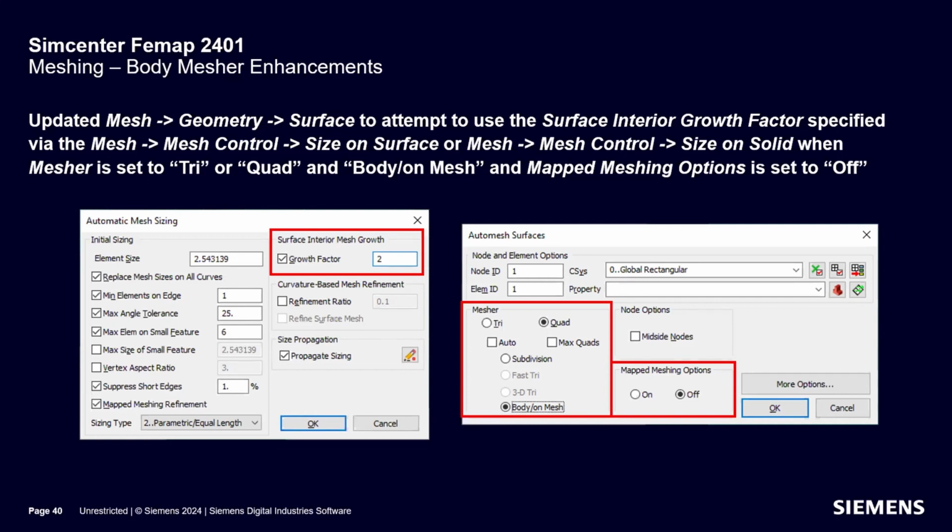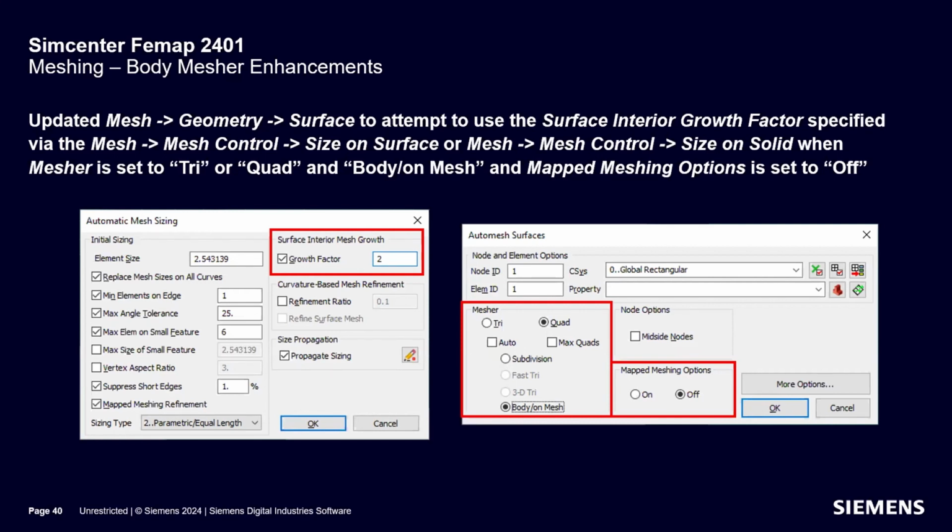So if you're not familiar with those, I would suggest you can always just reach out to Jonathan and he can tell you about them, or you can go look on the internet for things about the body mesher and hex dominant mesher in Femap, and you should find some videos.